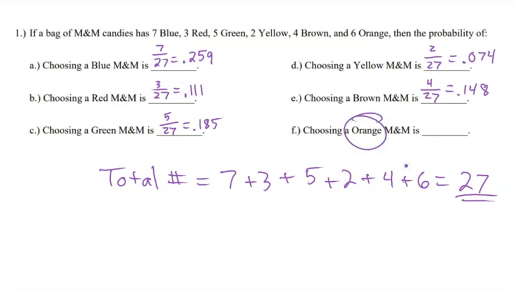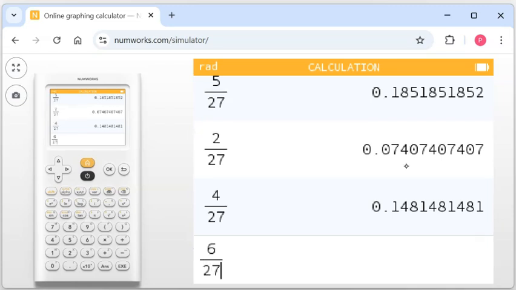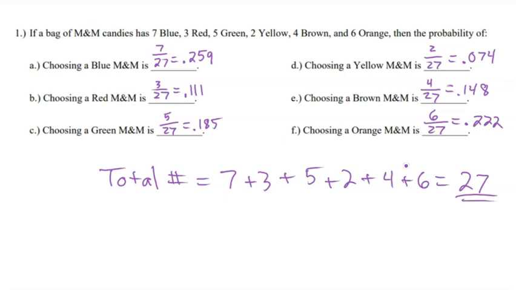So how about choosing an orange? Well, there are 6 orange M&Ms, so it's going to be 6 out of 27. Now note, 6 is double 3. And so our probability here should be double the probability of 3. So 0.111, my guess is that this is going to be 0.222. Let's make sure. 6 divided by 27, sure enough, 0.222, okay? All right, let's move on to the next question on this lesson 5 practice sheet.